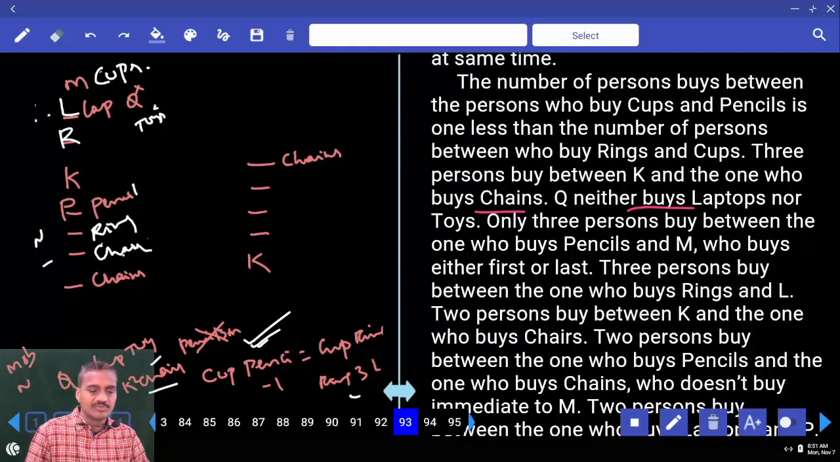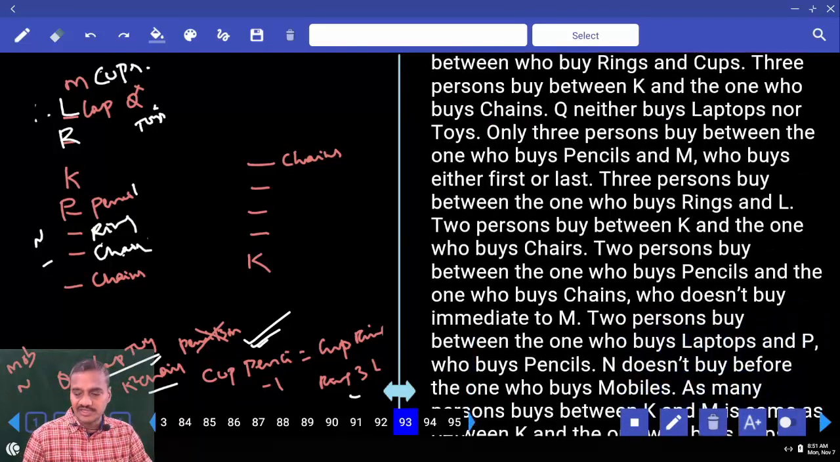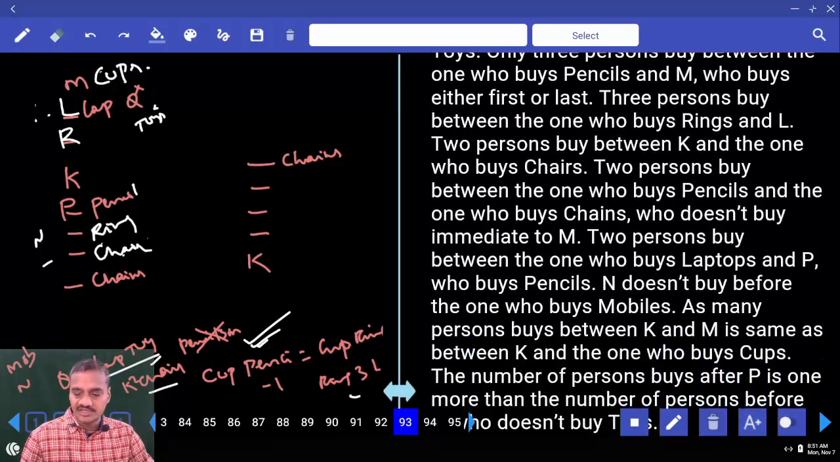Q neither buys laptop nor toys. Q cannot be laptop and a toy. And only 3 persons between pencil and M. Pencil and M, and M is either the first or the last. 3 persons between ring and L. Ring ki L ki 3 persons, and 2 persons between K and chair. K ki chair ki madhya entamandi cheppandi? 2 persons. K and chair there are 2 persons.